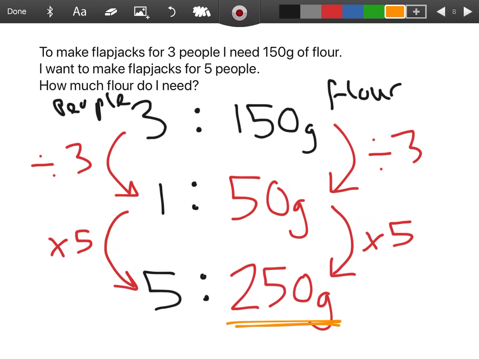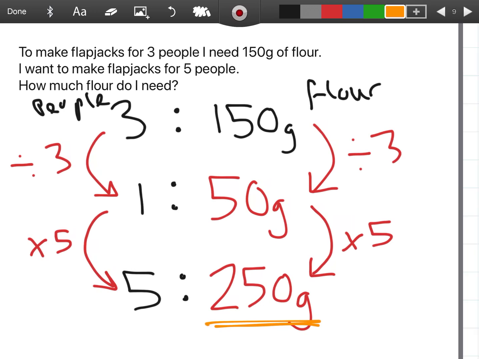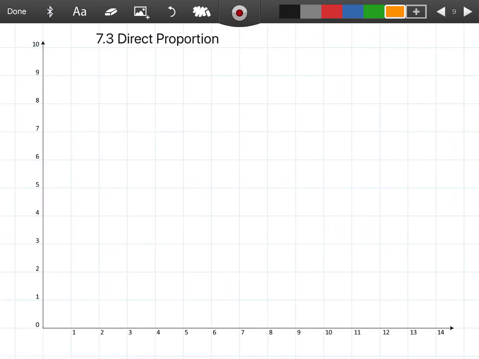Now you might find it useful to stop the video now and go and answer the questions from that first exercise, which is called 1.6 direct proportion. Once you've answered those questions, come back to the video and you can have a go at some of the questions from 7.3. So the second exercise, which I've called 7.3 direct proportion, starts off with some graphs of things which may or may not be in direct proportion.